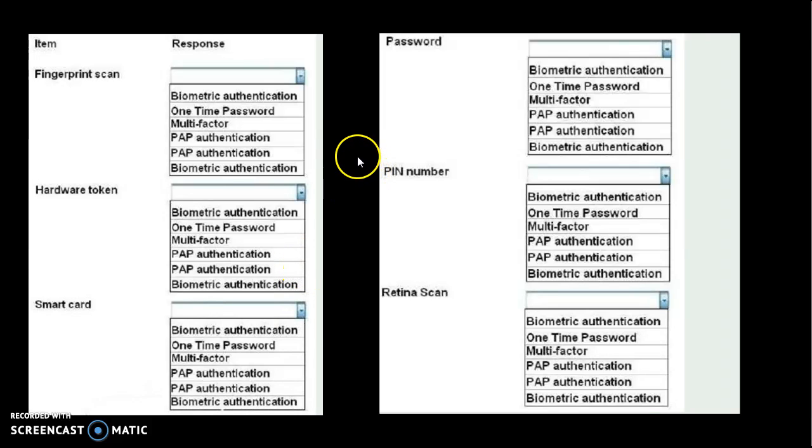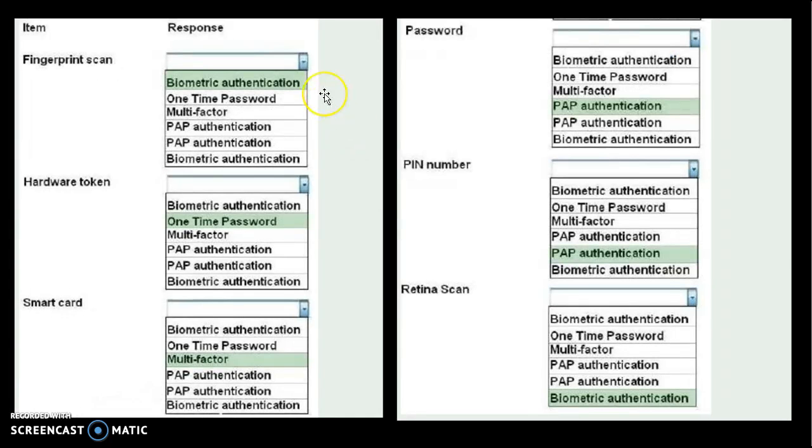Alright, we have this fun little thing here. Again, it's showing up as your fingerprint. Oh, it's actually going to be your response form. Okay, cool, that's a little different. So your fingerprint is biometric. Hardware token is a token. It's a one-time password, it keeps on changing. Your smart card is a part of multi-factor. So you have something you have, and you also have to type in your PIN from it. So something you have, something you know, multi-factor. Password is PAP. PIN number, PAP. Retina scan, again, it's biometric.